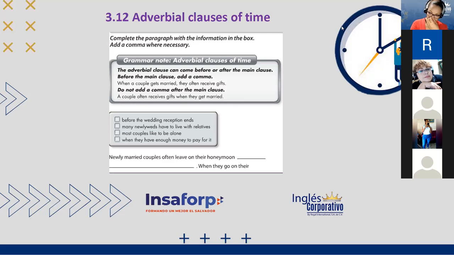Many newlyweds. No sé cómo se pronuncia. Newlyweds. Newlyweds have to live with relatives when they go on there. That's it. Good. That's a nice idea. Anybody else? And it's very common, I think, because paying rent is really expensive.